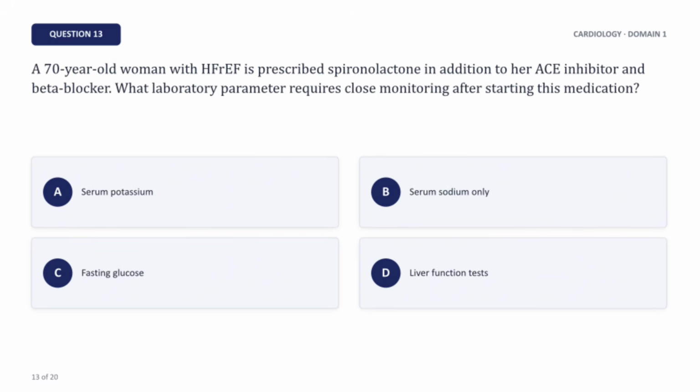Question number 13. A 70-year-old woman with heart failure with reduced ejection fraction is prescribed spironolactone in addition to her ACE inhibitor and beta blocker. What laboratory parameter requires close monitoring after starting the medication? Option A, serum potassium. Option B, serum sodium only. Option C, fasting glucose. Option D, liver function tests.